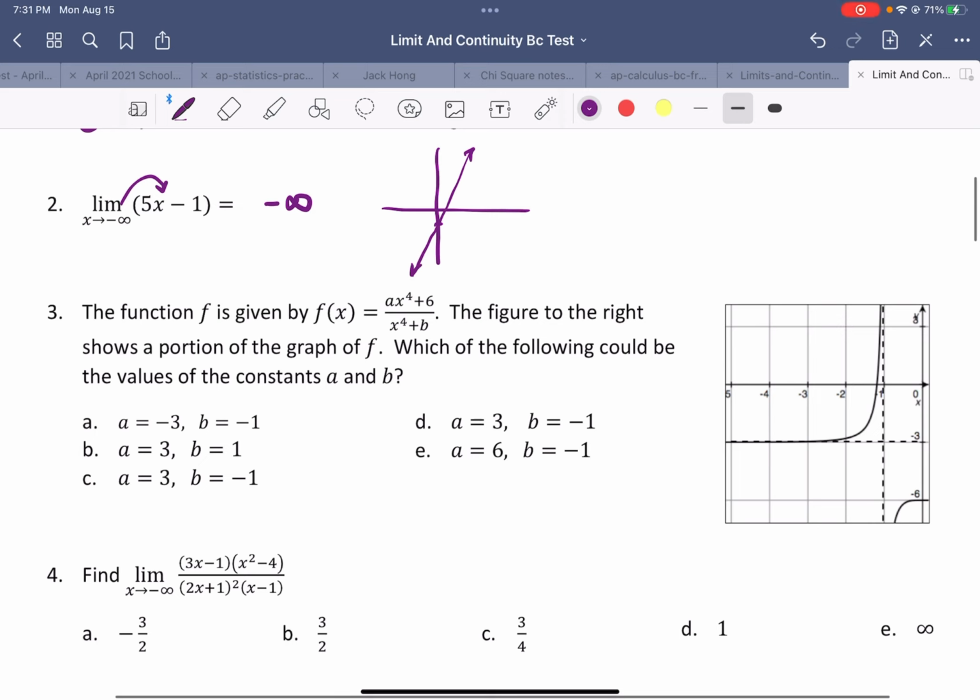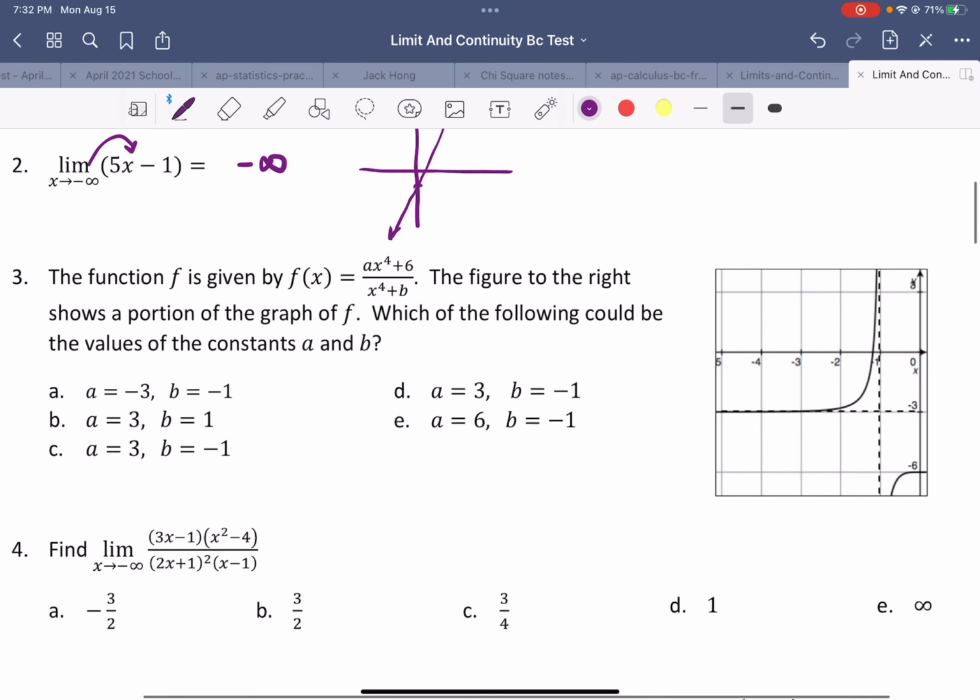Now here, the function f is given by f of x equals ax to the fourth power plus 6, all over x to the fourth power plus b. The figure to the right shows a portion of the graph of f, and which of the following could be values of the constants a and b.